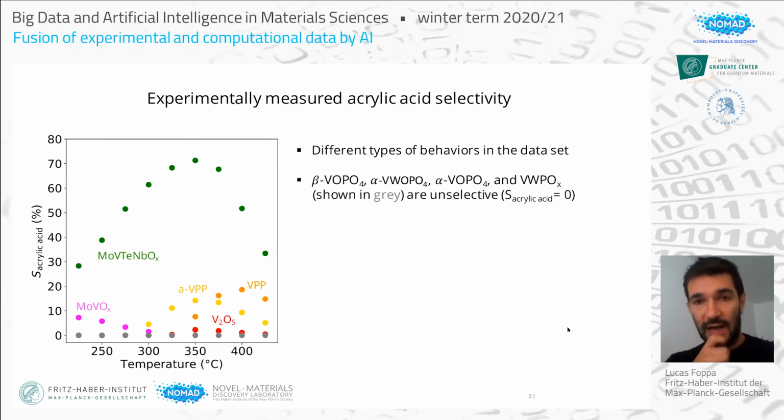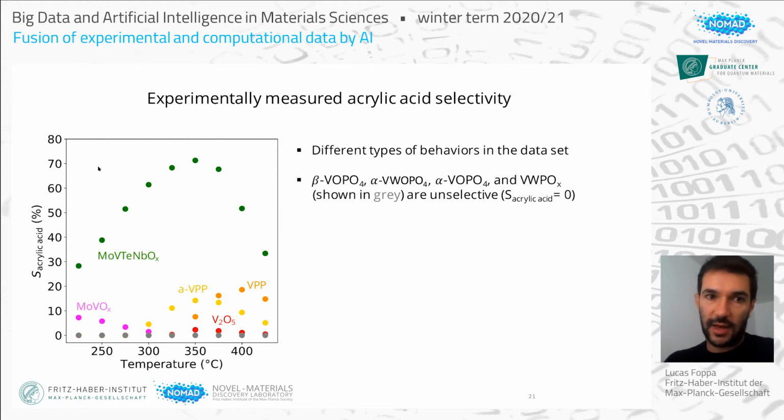So here I'm showing you the measured acrylic acid selectivity as a function of the temperature. So it was measured at different temperatures. So we see here that this catalyst has a very high selectivity for this product. And we have also these other catalysts, which have different profiles here. So this molybdenum vanadium oxide, this VPP, or this vanadium oxide. And we have also these 4 catalysts that are shown in gray here, which do not produce any acrylic acid. So selectivity is equal to 0.